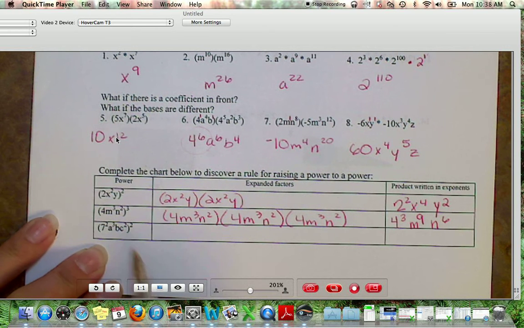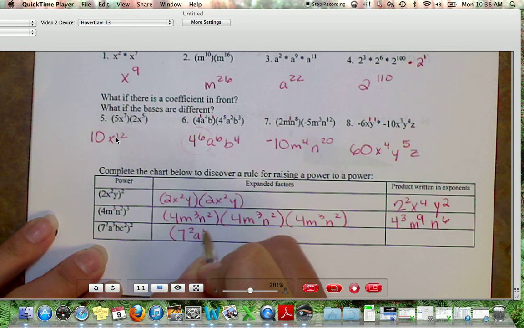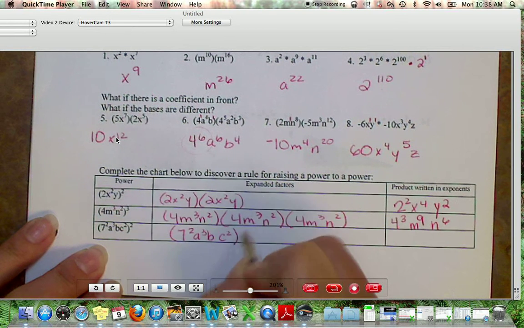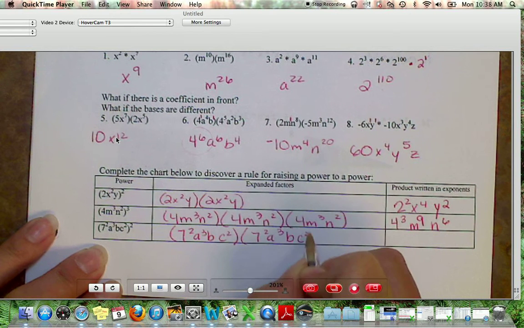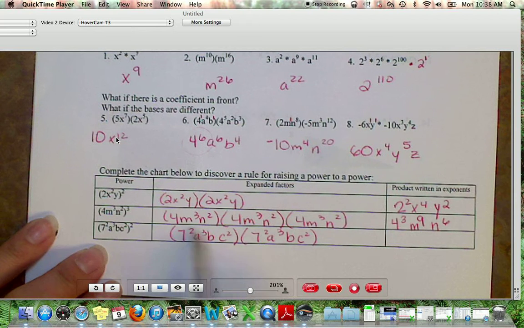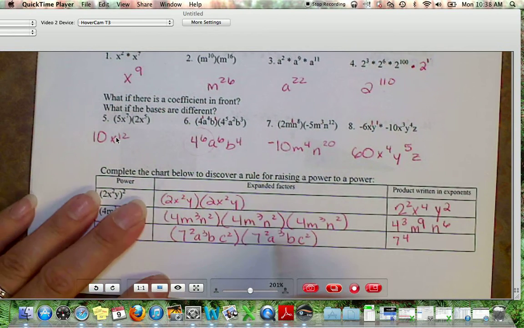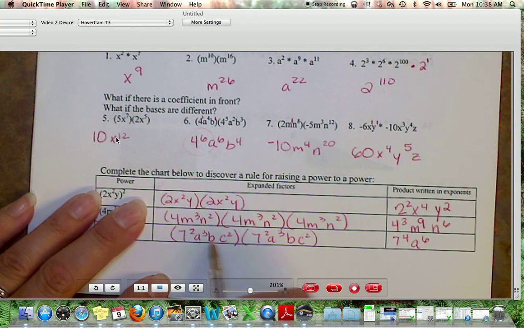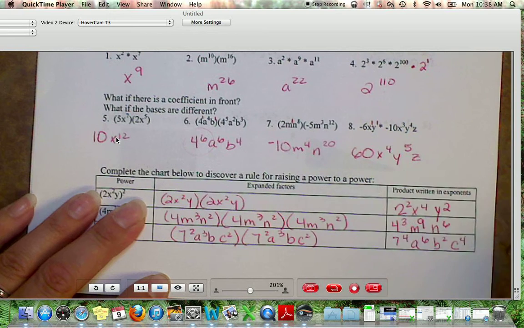All right. And this guy, we have an exponent of 2, or a power of 2, so we write it out twice, which again is no fun. That's why we're coming up with a shortcut here. And then we multiply them. 7 squared times 7 squared, that'd be 7 to the fourth. A to the third times a to the third would be a to the sixth. B and b would be b squared, and c to the fourth.